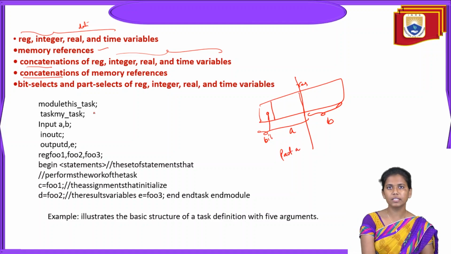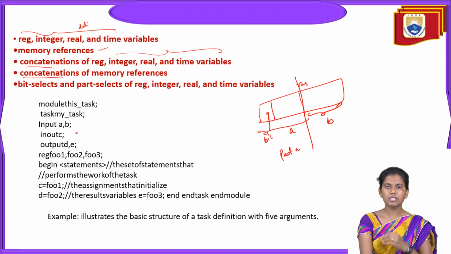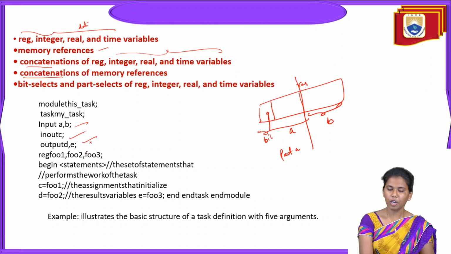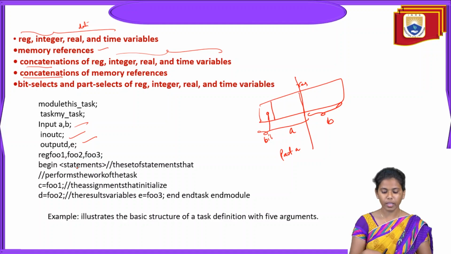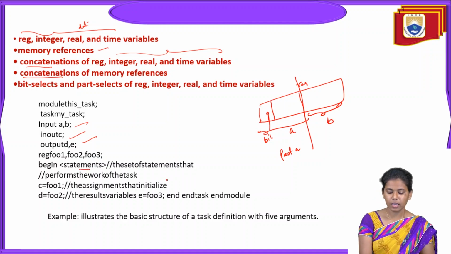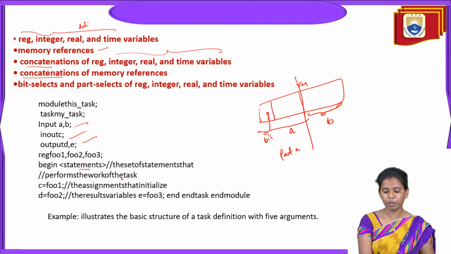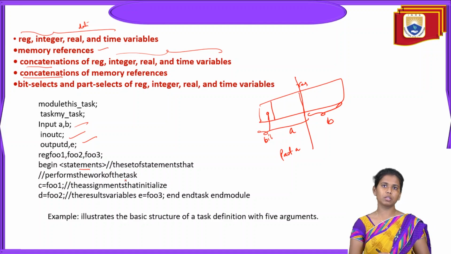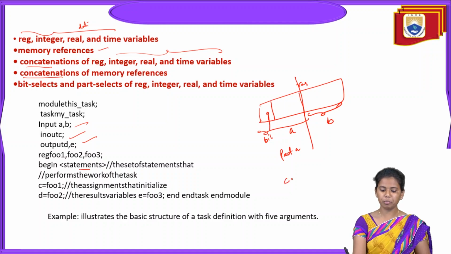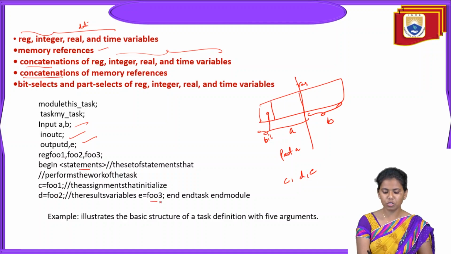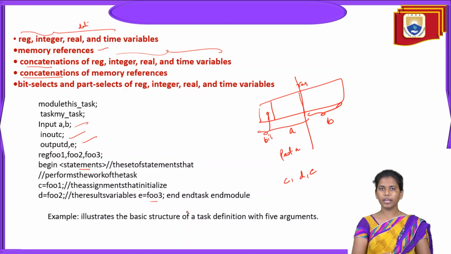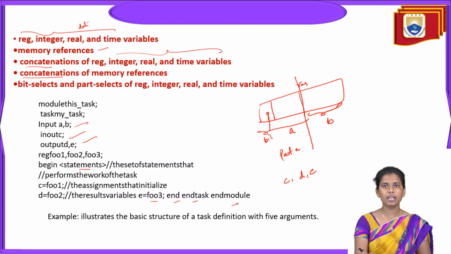And then this is a small syntax that goes with this module, this task: input declaration, output declaration, outputs declared as D and E, and then registers 1, 2, 3, and now we are beginning with the statements. So this statement will perform the work of the task. As per the outputs, C is equal to 1, D is equal to 2, and E becomes F is 3, right? Then finally ending with end task and end module.